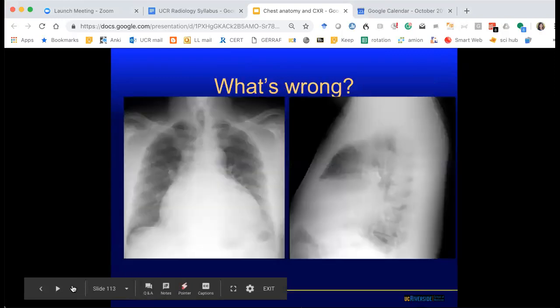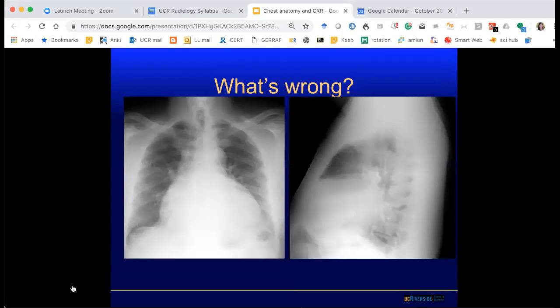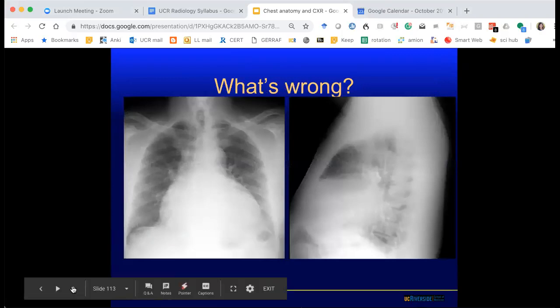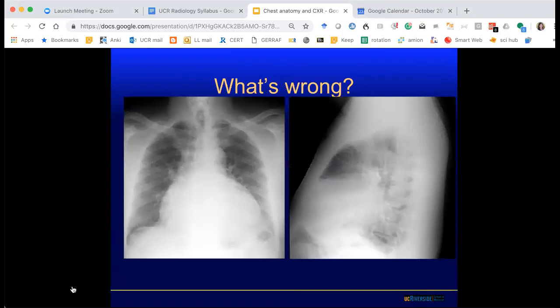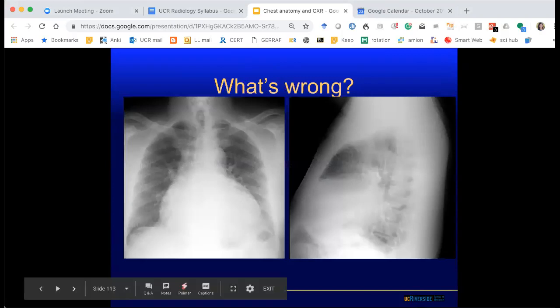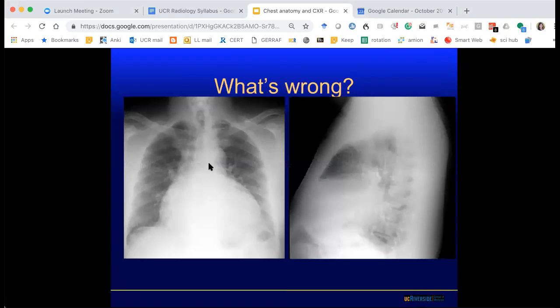What is wrong with this image? Or what's wrong with this patient? Any guesses? So no lines or tubes. The lung volumes are probably okay. And then you look at the lungs. Enlarged mediastinum, right? So enlarged cardiomediastinum silhouette. So there's cardiomegaly. But an enlarged cardiomediastinum can be due to cardiomegaly or another condition. What's another condition that can cause an enlarged cardiomediastinum silhouette?